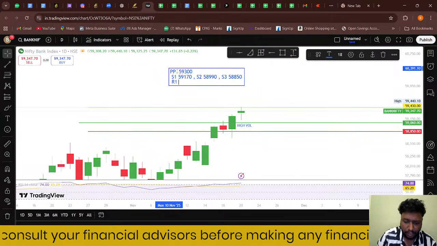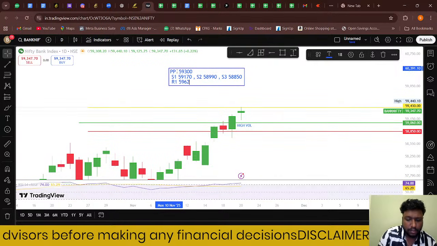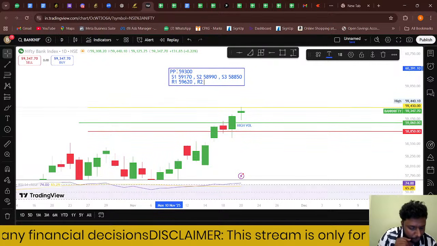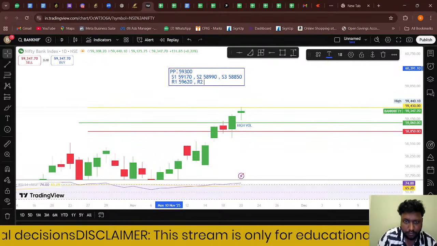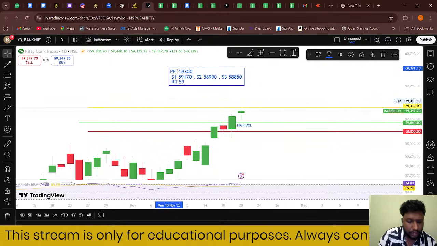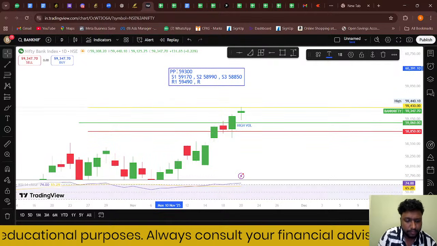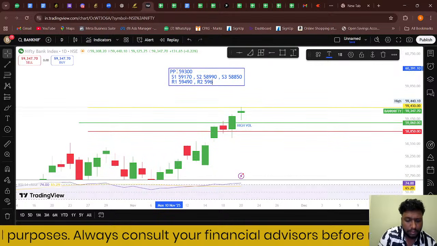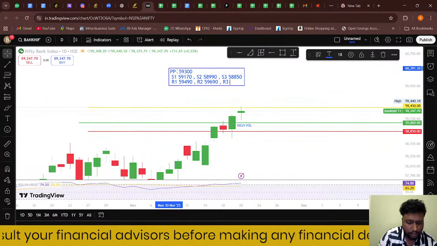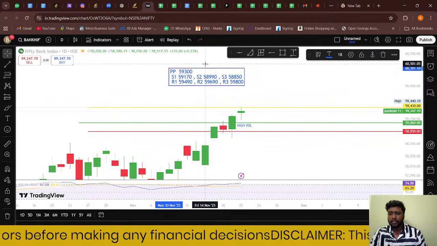And R1 with respect to the pivot line lies at 59,620. Oh, that's a mistake. This R1 is 59,490 actually. R2 is 59,690, and R3 lies at 59,800. So these are the zones.